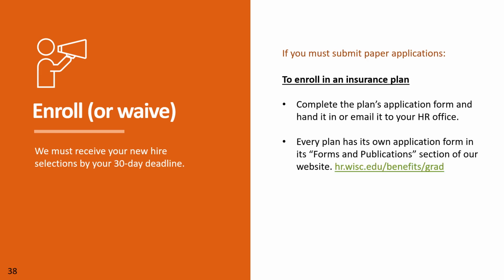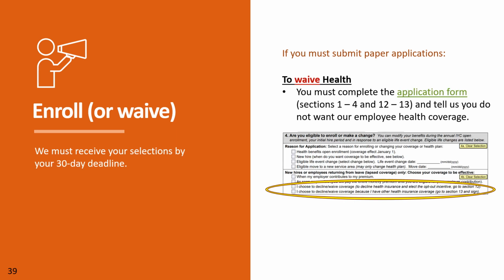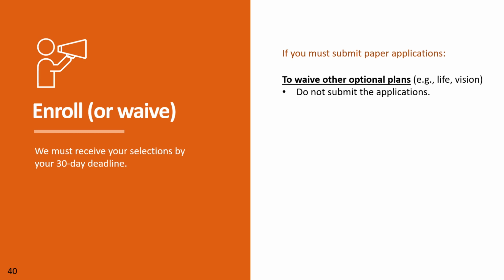If you must submit paper applications, you'll find all the forms on our website. Each insurance plan has its own application form, so you'll want to look up each for whichever you're enrolling into. If you must submit paper applications and you want to tell us that you're waiving the health insurance, there is a section on the application form that you would mark to indicate that you've decided to waive, otherwise known as decline, the insurance. If you must submit paper applications and you want to waive the other supplemental plans, such as life insurance, dental and vision plans, then simply do not submit enrollment applications for those, and the default is that you will have waived them.